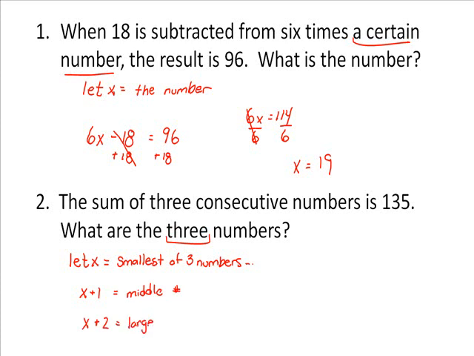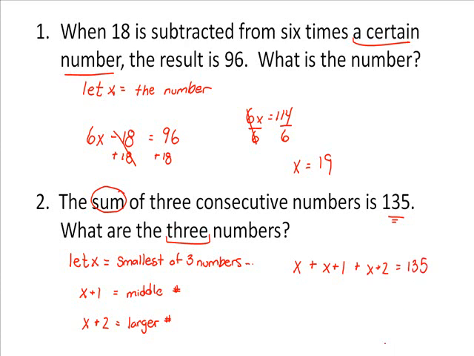Now I've labeled all 3 of my unknown numbers. It's very important that you use the same variable for each of the three numbers and don't introduce a new variable like y. Now go back to the question and see what they're telling you to do. It says that the sum of those three consecutive numbers equals 135. So if I take my smallest number and I add it to my middle number, which was x plus 1, and add that to my largest number, x plus 2, I'm going to get an answer of 135.